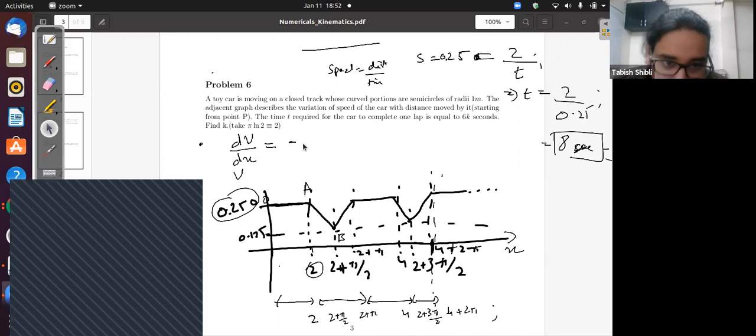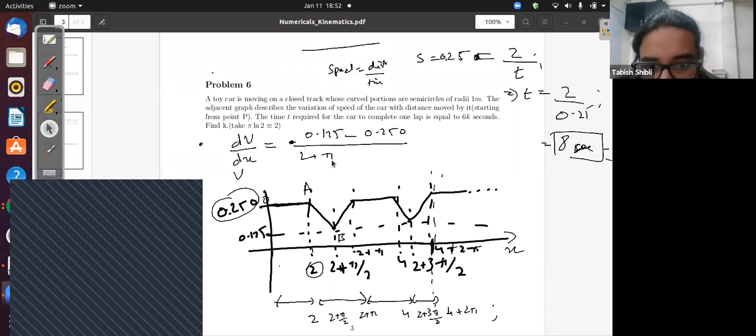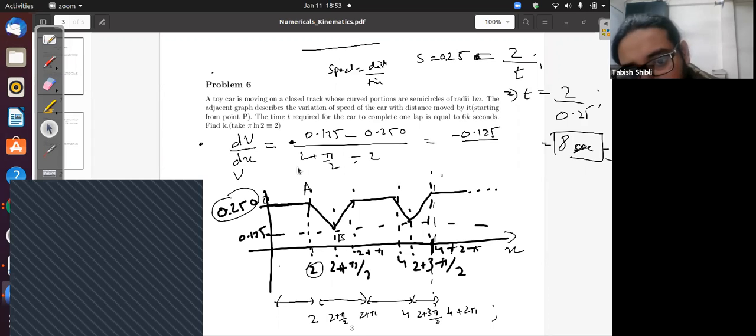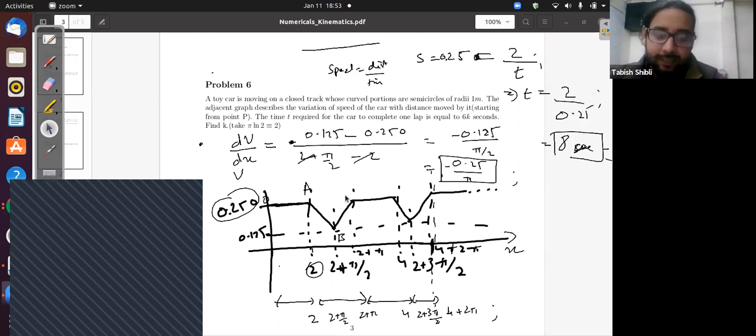Now from A to B, your dv by dx is y2 minus y1, so y2 is 0.125 minus 0.250 divided by x2 minus x1. So that is 2 plus pi by 2 minus 2, which is what? Minus 0.125. What's half of that? And the 2 cancels out. You get pi by 2 here. So you get 0.25 divided by pi with a negative sign. So that is dv by dx.